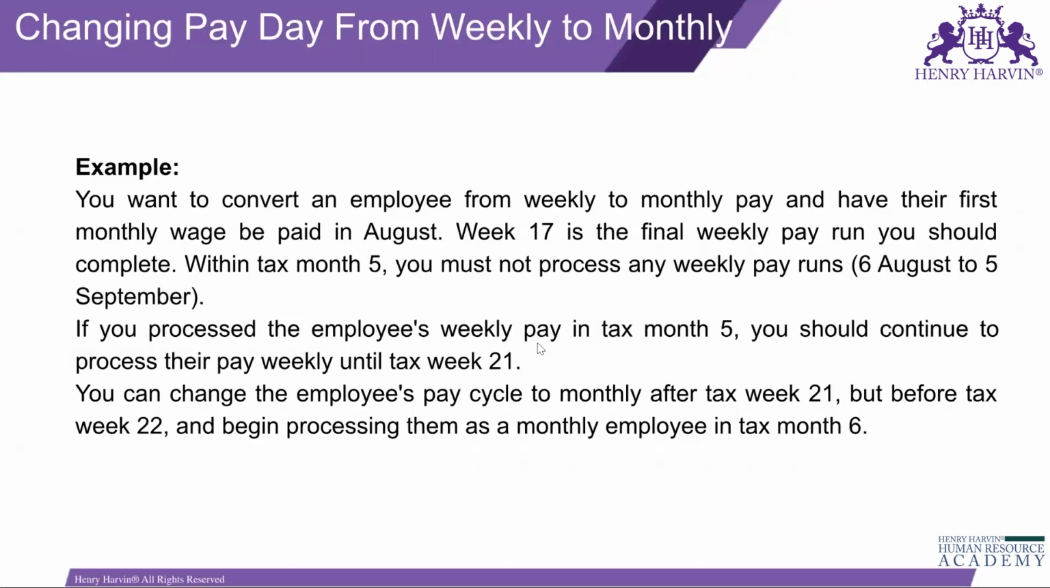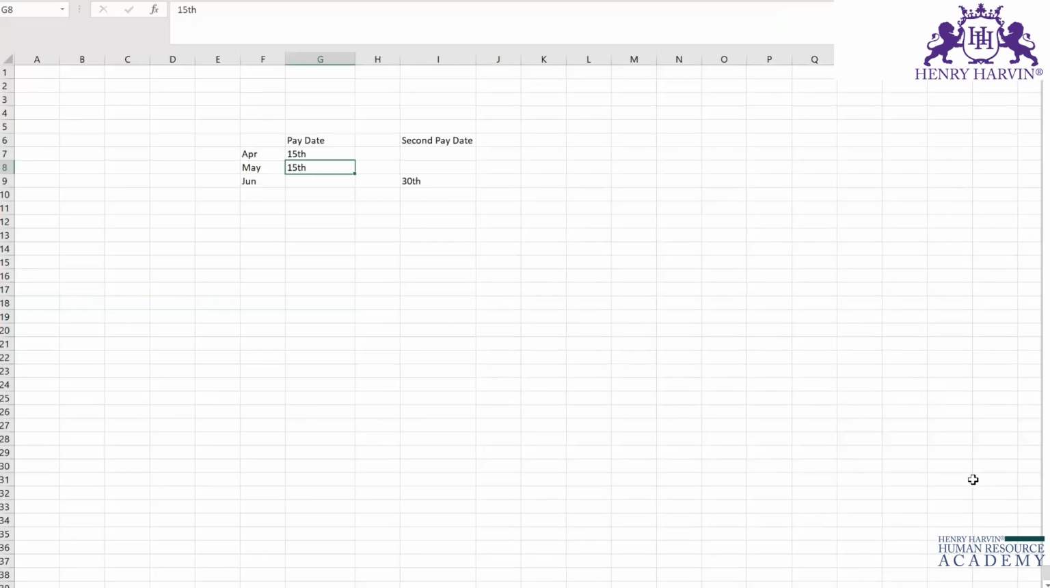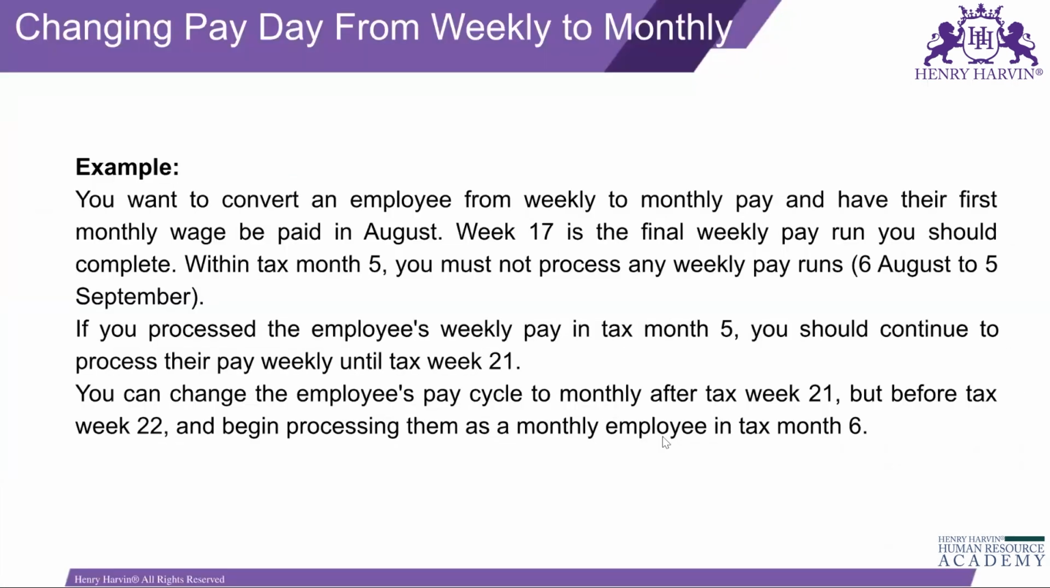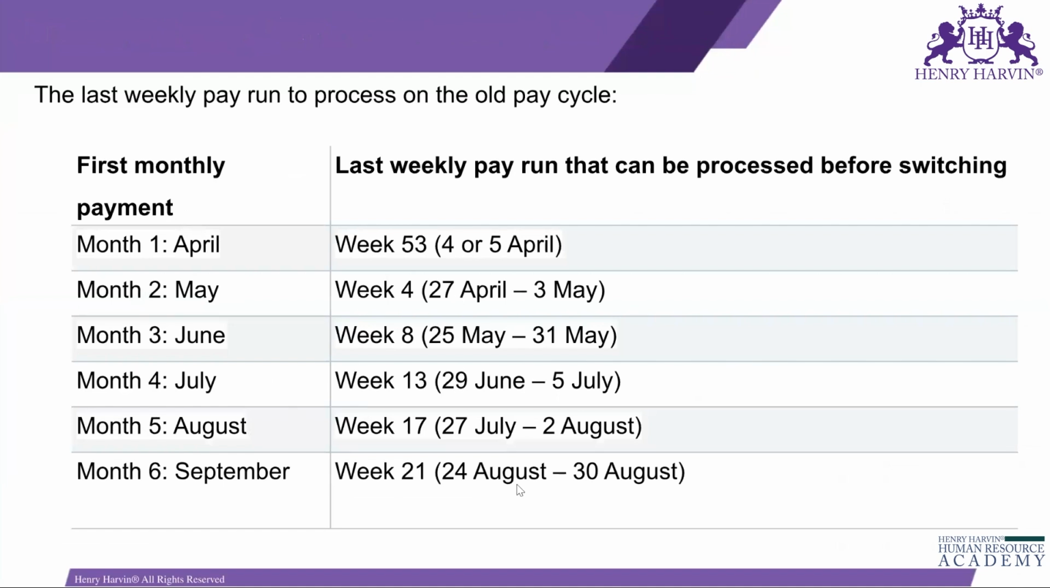Similarly, if you process the employees' weekly pay in tax month 5 by mistake, you should continue to process their weekly pay until week 21. Why? Because then you can change only in September. For example, by mistake, you have paid the 2nd. So now continue 18, 19, 20, 21. Then you have to change to monthly in September only. That is something you have to remember. So this is the cycle.